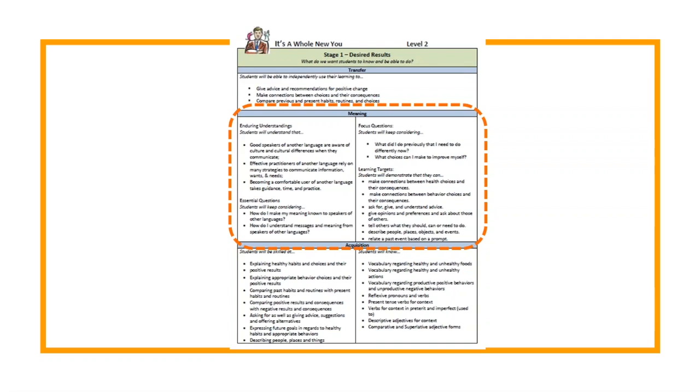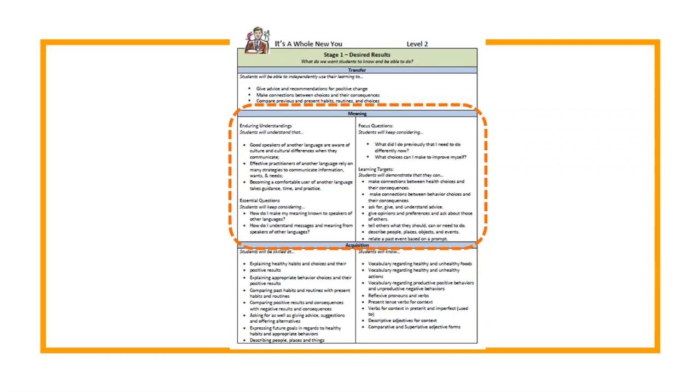So these are not really can-dos, even though it is, I can make connections between health choices and consequences. I can make connections between behavior choices and consequences. That's my content. And then I have skill learning targets.